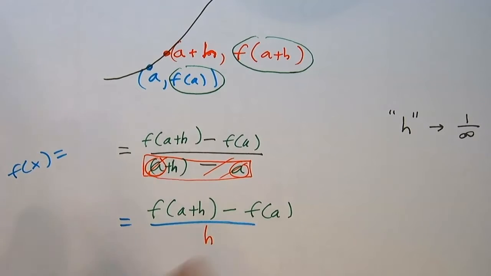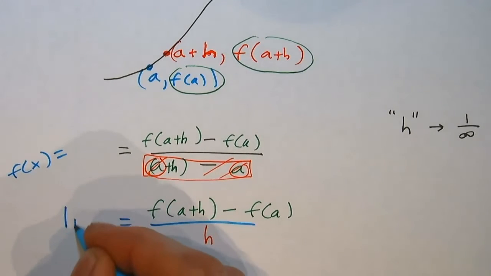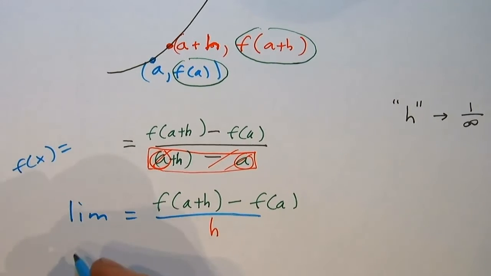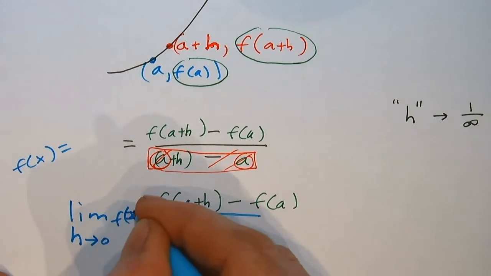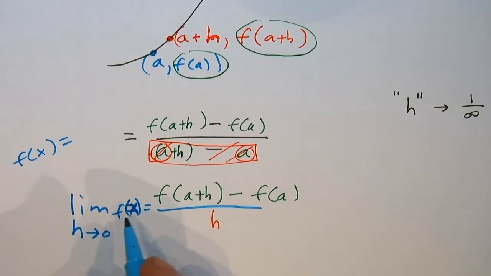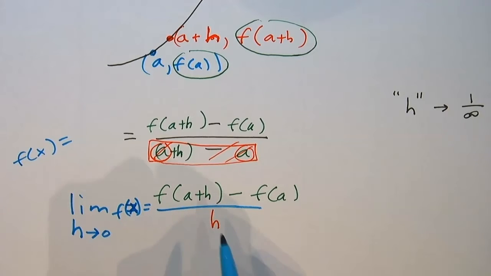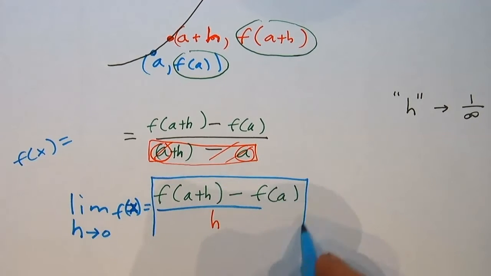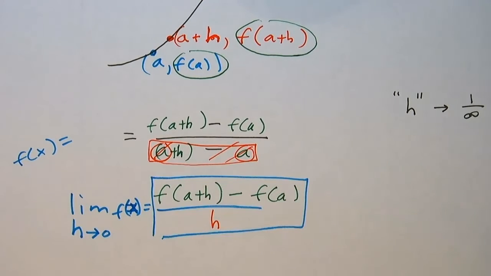So you're going to see next to this, you're going to put the limit. They're going to say, as h approaches 0 of some rule, f of x. So this is an x. As h approaches 0, we're going to let h get really, really close to 0. And you just got to plug this in, and you'll know the slope at that point.